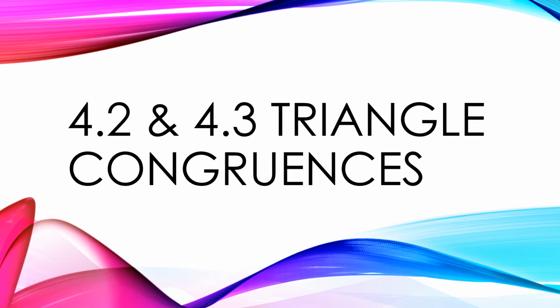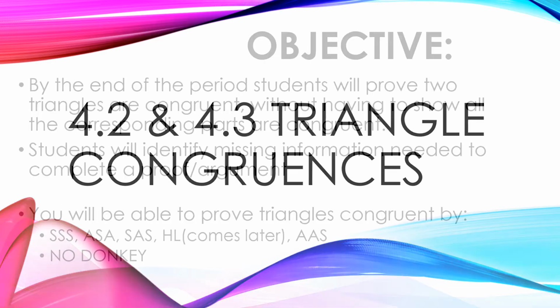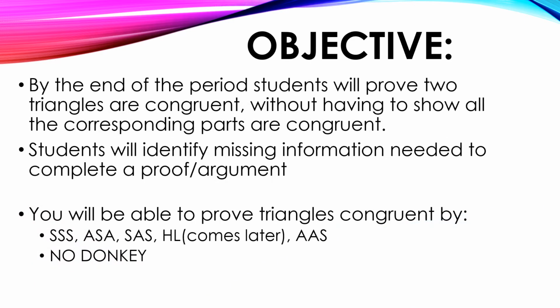Okay guys, we are doing triangle congruences today. The objective is that by the end of the period, students will be able to prove two triangles are congruent without having to show all the corresponding parts are congruent. Students will identify missing information needed to complete a proof/argument, and then you will be able to prove triangles congruent by side, side, side, angle, side, angle, side, angle, side, HL, which comes later, and then angle, angle, side.